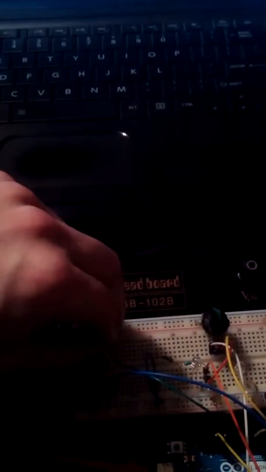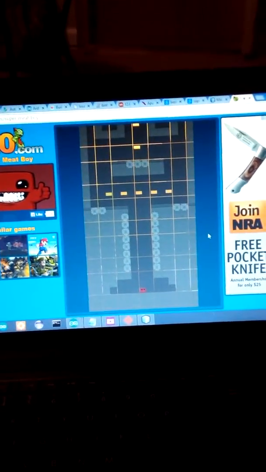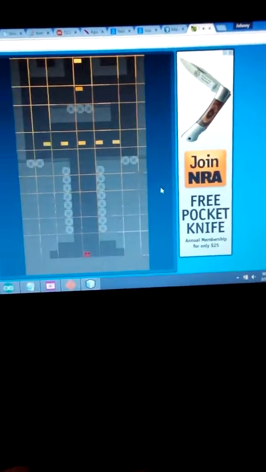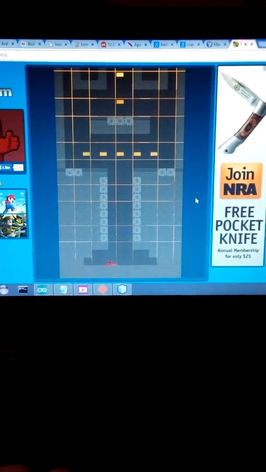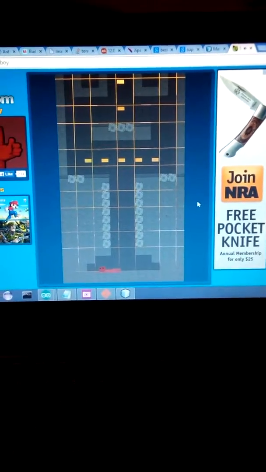Let's see, you can see the speed of it now moving along. I'm going to go ahead and start turning this knob all the way over, like that, and now the game is barely even moving. Barely creeping.